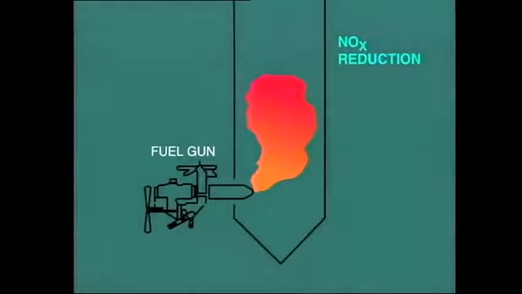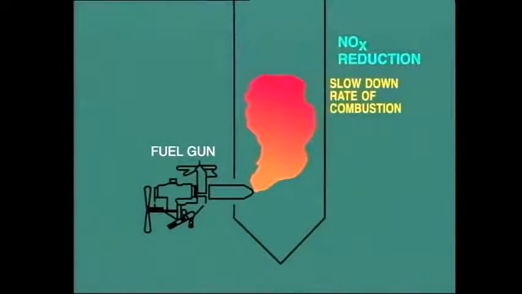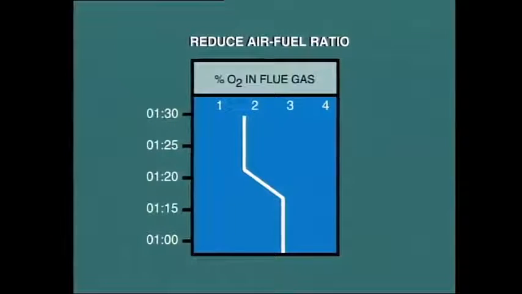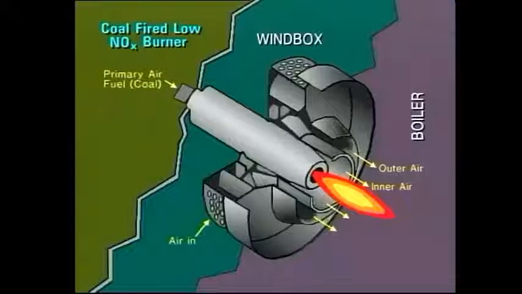The main objective of low NOx techniques is to slow down the rate of combustion. This reduces the temperature of the flame, with consequent reduction in the reaction between nitrogen and oxygen to form NOx. One way to achieve this is by reduction of excess air, but as we know, this may result in incomplete combustion. To overcome this, special low NOx burners are installed. These are designed to allow far more precise control over air and fuel distribution to each individual burner.